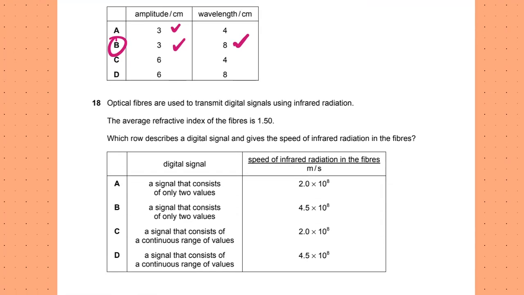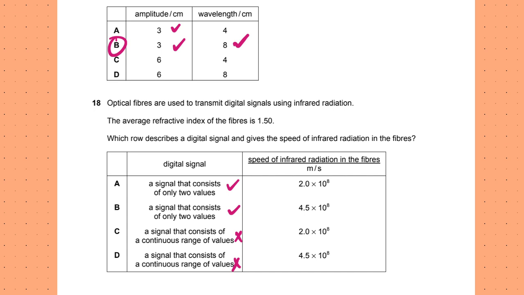Optical fibers are used to transmit digital signals using infrared. Average refractive index of fibers is 1.5. Which row describes a digital signal and gives the speed of infrared radiation? So digital means only two values. Again, this is IGCSE only stuff. It's not for O-level students.